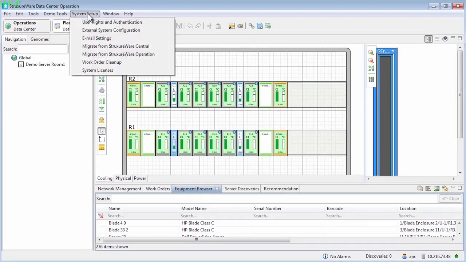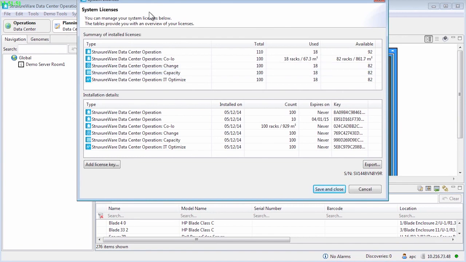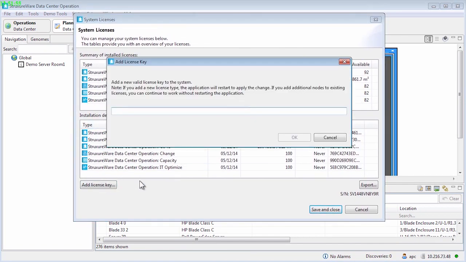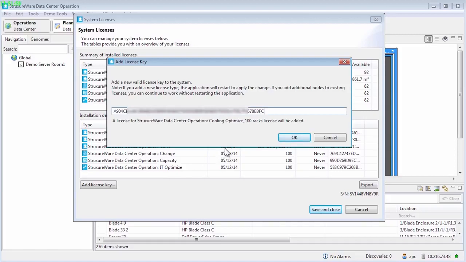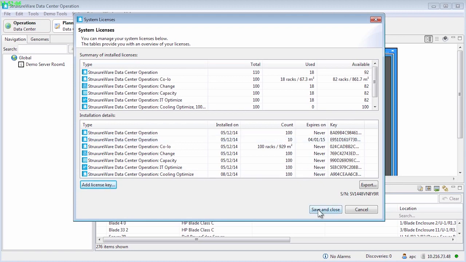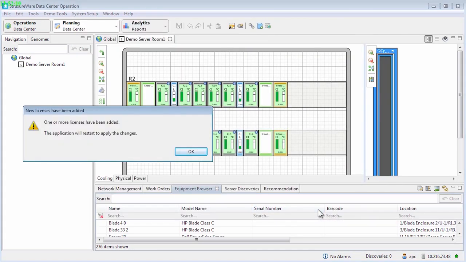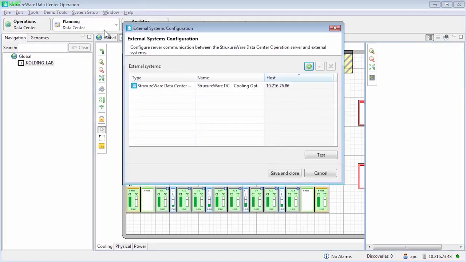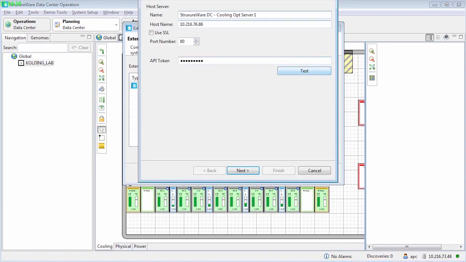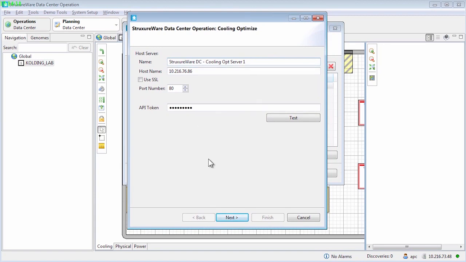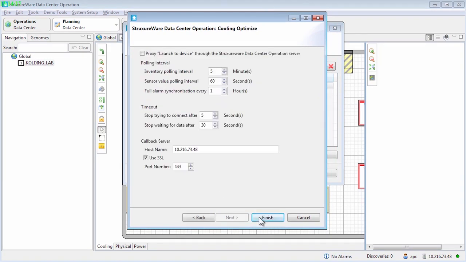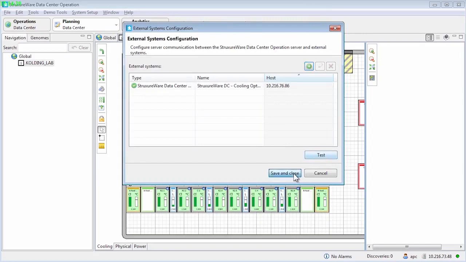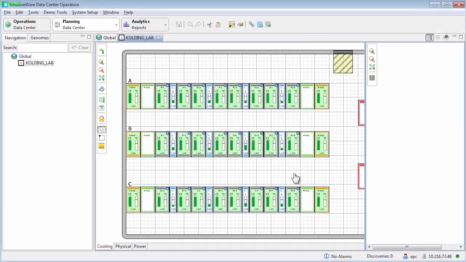In DC Operation, Cooling Optimize requires a specific license, and it's connected as an external system. Setup isn't different from any other external system, except the API token, which you get from the Cooling Optimize server. After connecting to the Cooling Optimize server, you need to associate devices.